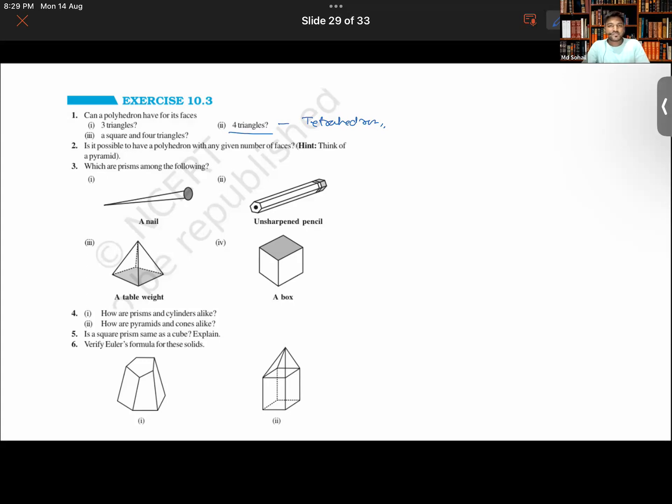Imagine you are in Egypt. Which figure? Pyramid. Very good.